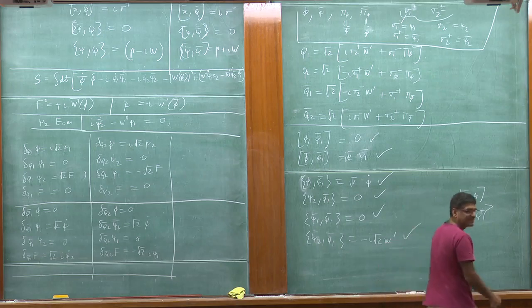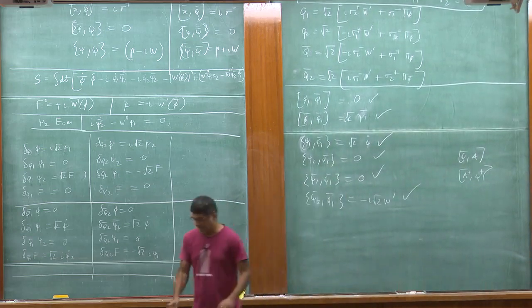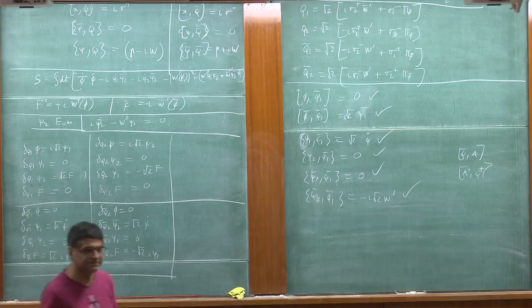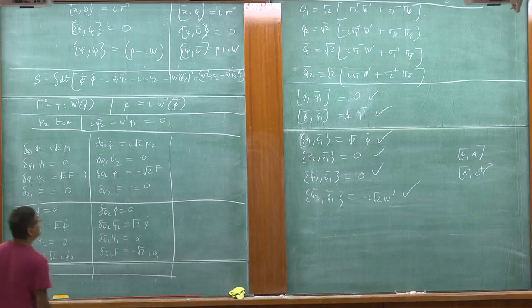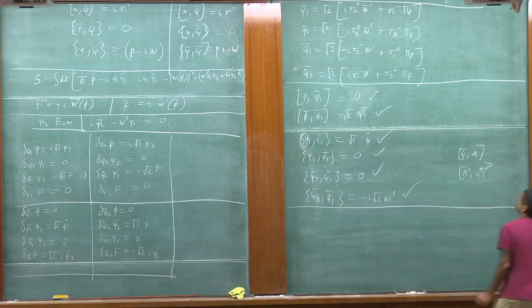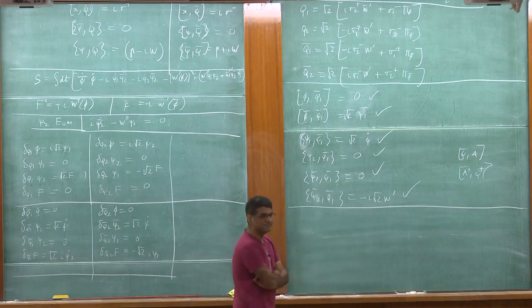Okay? Excellent. Okay, one more check before we declare victory on this. The last check is that these guys should obey the supersymmetry algebra. So let's check that. Well, of course, Q1 squares to 0, that's sort of obvious. What about Q1 with Q2?